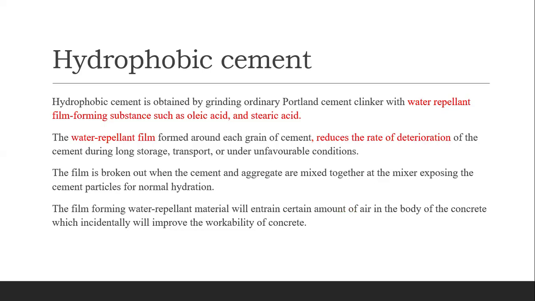To store the cement for a higher number of days, people have used some water repellent films such as oleic acid and stearic acid to increase the storage period. During the manufacturing process of cement, this acid will be used so that during the blending process, these materials will be mingled with all the particles of the cement, so that a layer of water repellent film will be formed around the cement grains. This reduces the rate of deterioration of cement during longer storage periods, especially in regions in which you can expect a higher amount of rainfall.